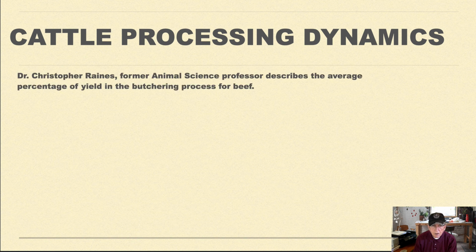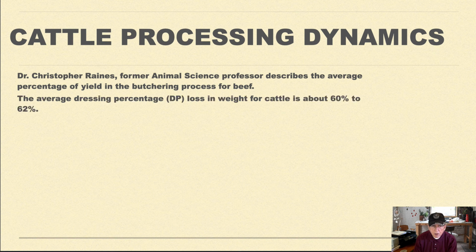Cattle processing dynamics is an overview of the processing losses. Dr. Christopher Rains, former animal science professor, describes the average percentage of yield in the butchering process for beef. The average dressing percentage loss in weight for cattle is about 60% to 62%.